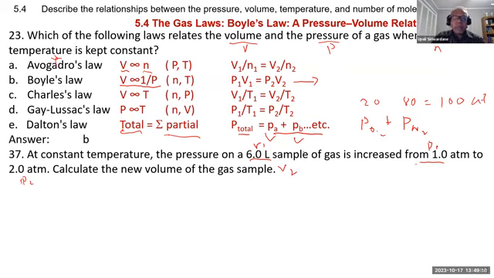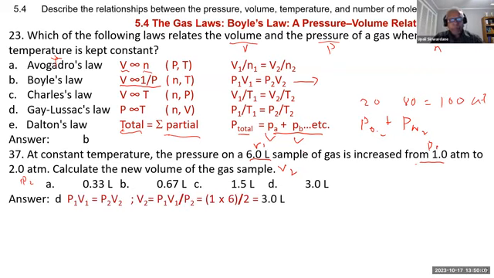So this is a Boyle's law problem. Therefore, it deals with the volume of the sample and the pressure. So you write down Boyle's law. I wrote it down here. And solve for V2. When you rearrange this equation, you get V2 is equal to P1 V1 divided by P2. V1 is 6 right here. That's V1. P1 is 1. That's P1.